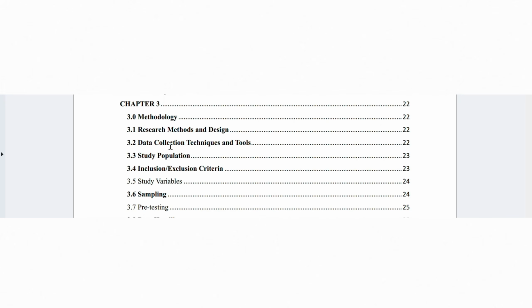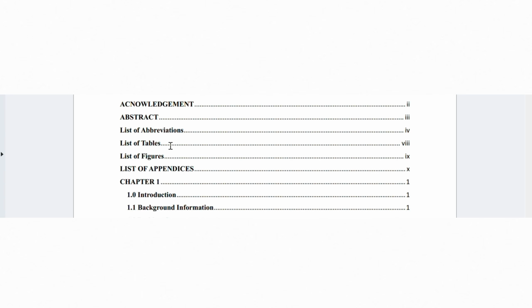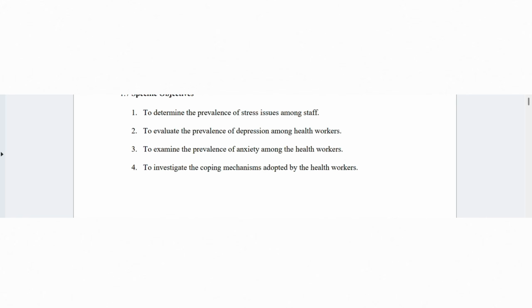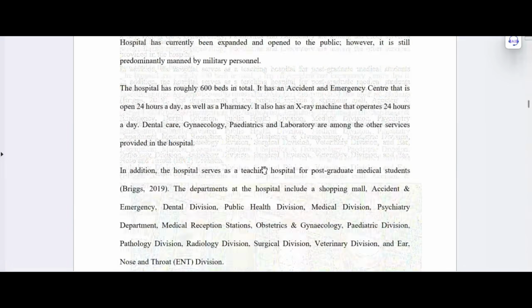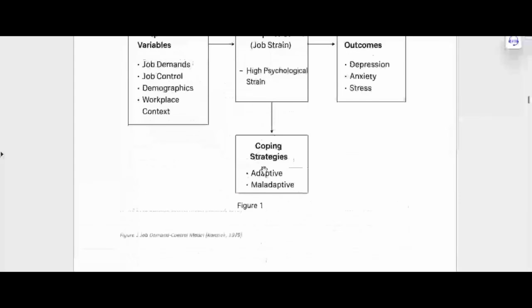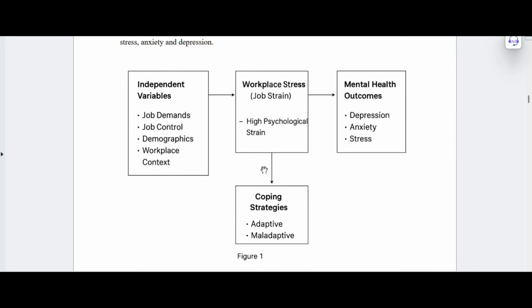And then let's look at the objectives as well and see what is there. So we have to determine the prevalence of stress issues, prevalence of depression, prevalence of anxiety, and to investigate the coping mechanisms. So we have coping mechanisms, then mental health, which all these issues, including stress, depression, anxiety, fall under. Then we go back to the conceptual framework to see exactly that. So realize that we have workplace stress, which is covered here. Then we have mental health outcomes as stated in the objectives, which includes depression, anxiety, and stress. And then we have the coping strategies as well.